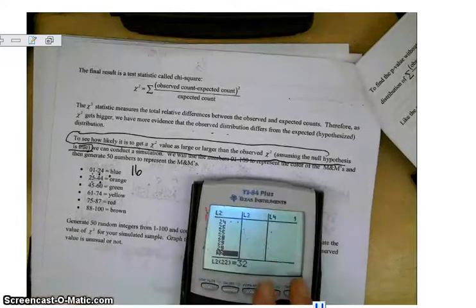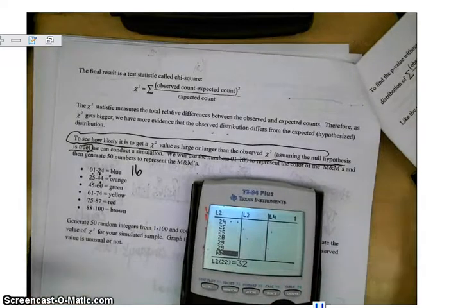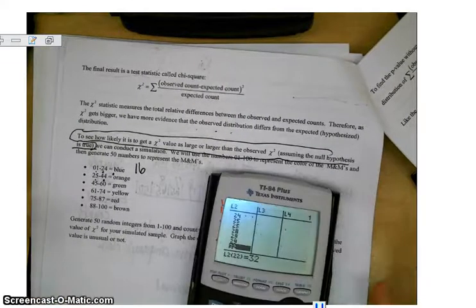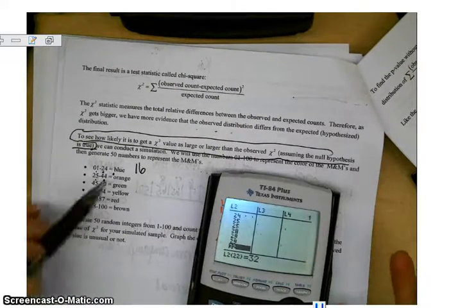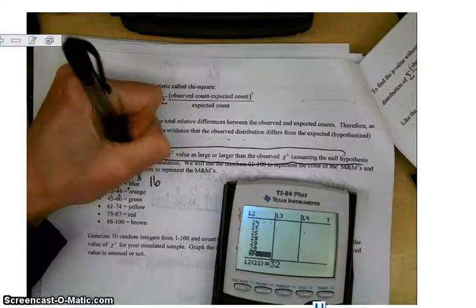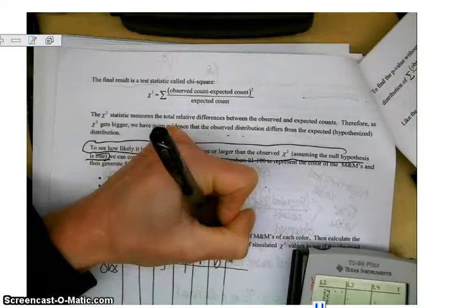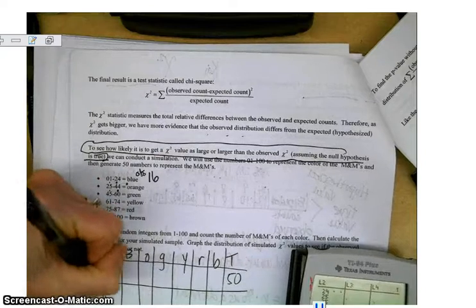Alright, so this is day 31, second video. We were doing a simulation just to see if we randomly generated some observed counts. So we've got our observed counts, we've got our colors: blue, orange, green, yellow, red, and brown, out of a total of 50. And then we have our expected counts that we've already calculated on the previous page.